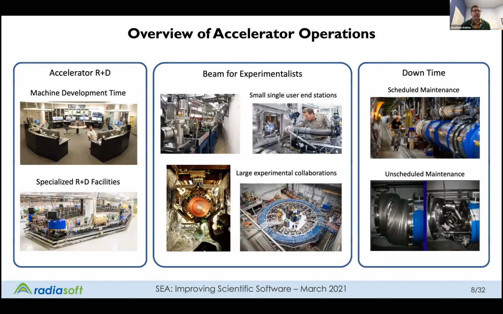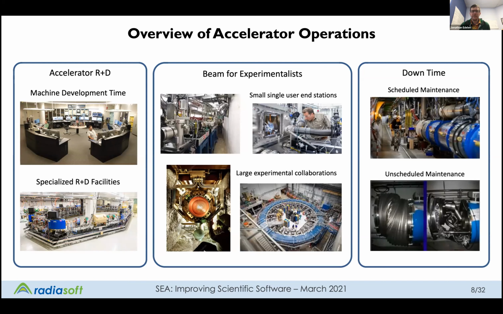But my main interest is in applying them to particle accelerators. Usually we think about particle accelerators in three primary modes of operation. There's accelerator R&D, which is when you're using the machine to understand how to make improvements to the machine. So doing studies, and in some cases there are specialized facilities built just for the purposes of doing accelerator R&D. And then there's the beam to experimentalists.